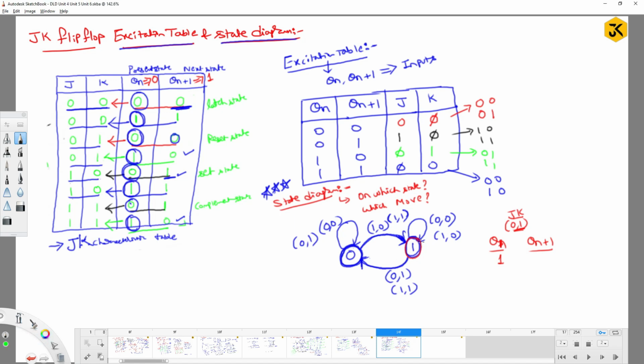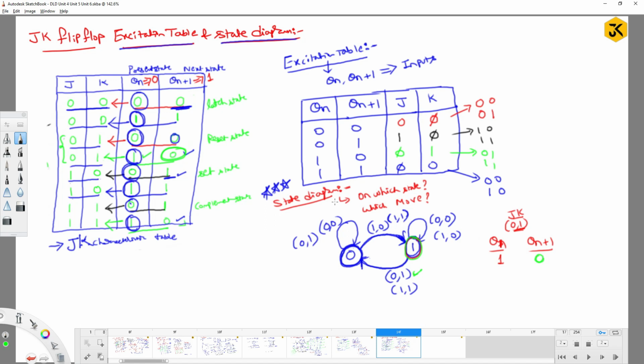If I am at 1, I get the input as 0 1. Where is 0 1? This one, 0 1. So I am simply moving to 0. So I can write Qn plus 1 as 0. Meaning if you observe 0 1, what might be the Qn? 1. So you are getting the 0. So that is what, right?